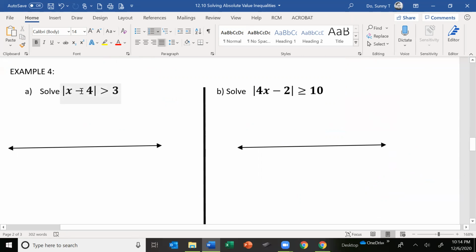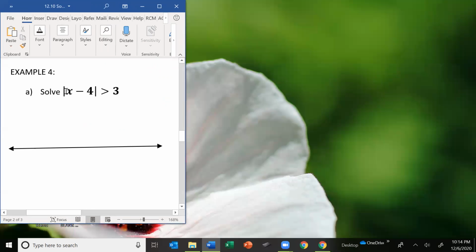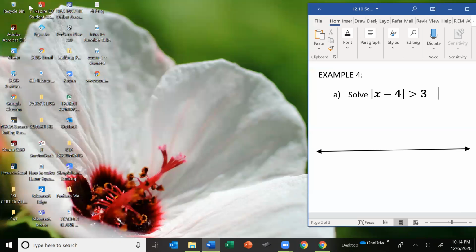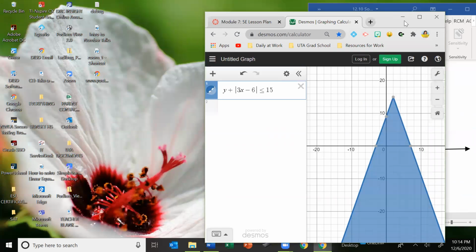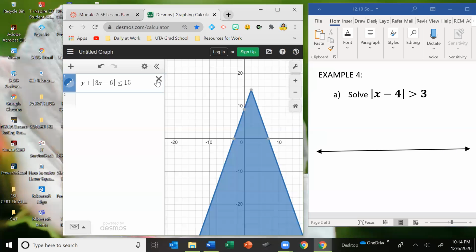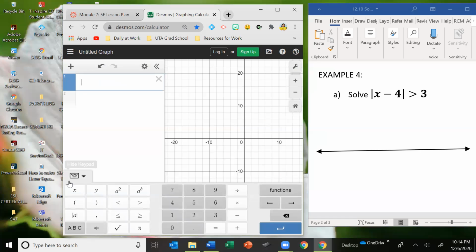Okay, so absolute value of x minus 4 is greater than 3. Let me split my screen so that you guys can see how I type it in. All right, let me go ahead and close this one. Use a keypad. Absolute value is right here. Don't forget the y plus, okay, guys? To see the whole graph, to see the shape. Otherwise, it's just going to show you the two lines, even though it's shaded correctly. It doesn't show you the parent function, basically, the shape. x minus 4.